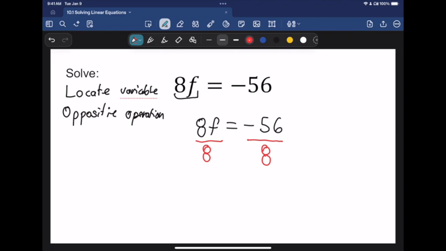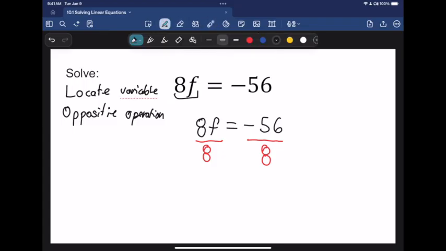Okay? So negative 56 divided by 8 is what we have to do. Now what we can see here is on this side, we are multiplying f by 8, right? And then we're dividing it by 8. So it's almost like we're taking 2 steps forward and 2 steps back. We might as well not go anywhere. We're multiplying it by 8 and we're dividing it by 8.